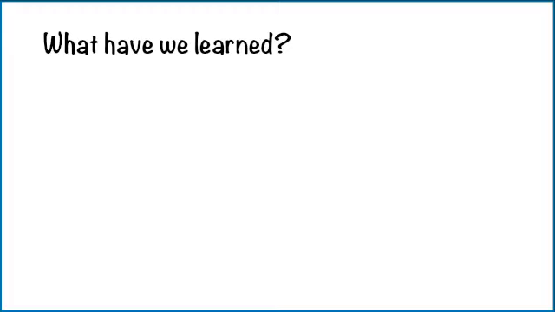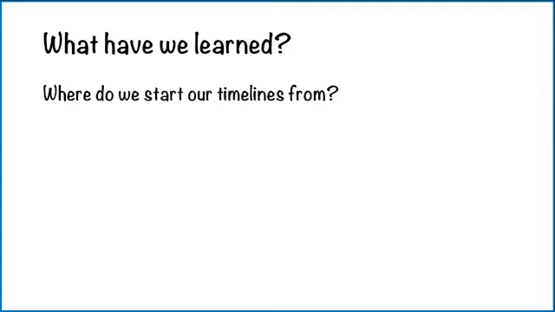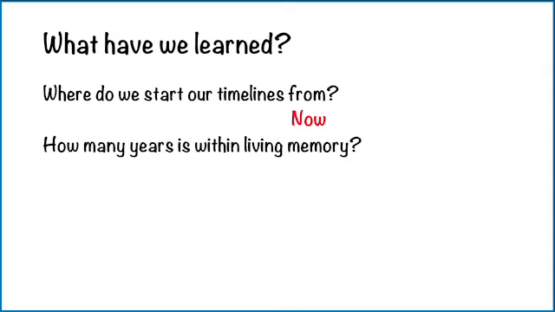So, what have we learned? I'm going to ask you 3 questions related to what we've learned in this video. Hopefully you'll be able to answer them, but don't worry if you can't, because the answers will come after each question. Question number 1. Where do we start our timelines from in Key Stage 1? We start them from now and look back at what's already happened. Question number 2. How many years is within living memory? The answer is roughly 100 years, and we call that a century.